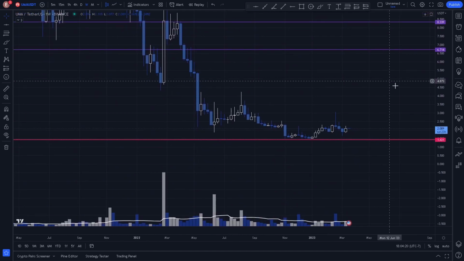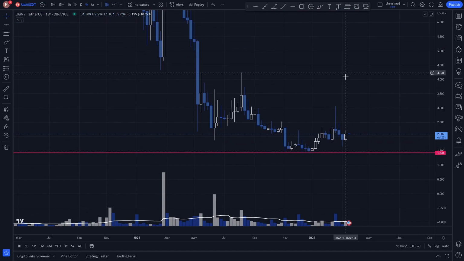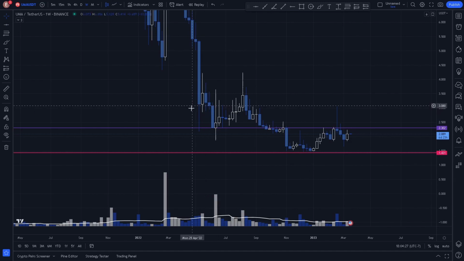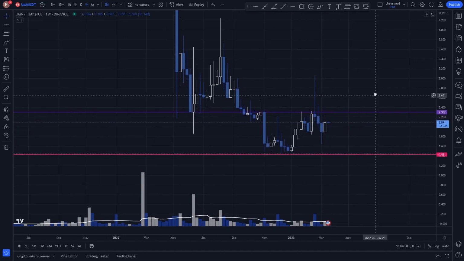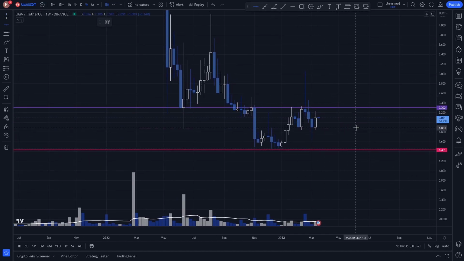Now, looking at more recent price action, what can we see? We see a key level right here with multiple reactions acting as support and resistance. And on our most recent price action, we see two support holds right here.